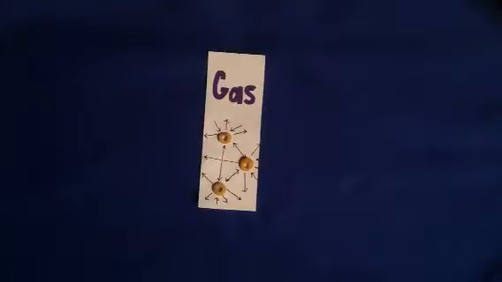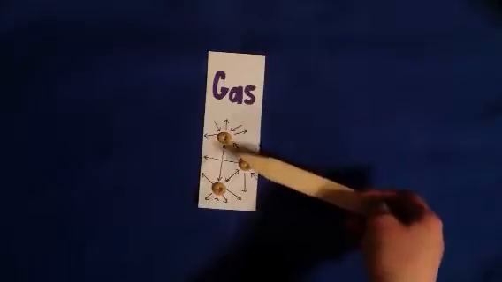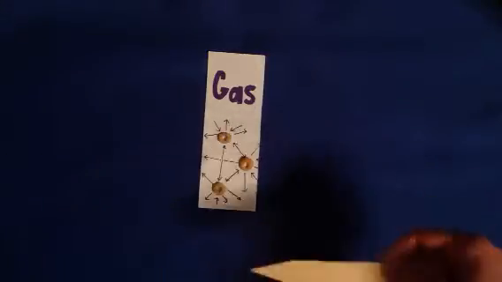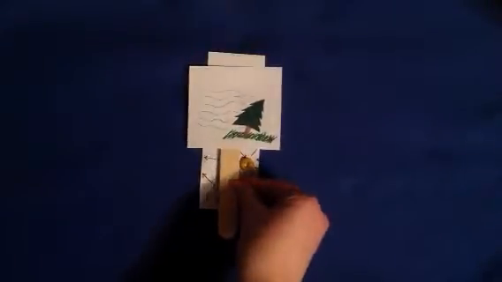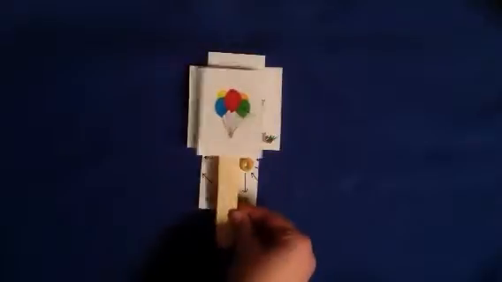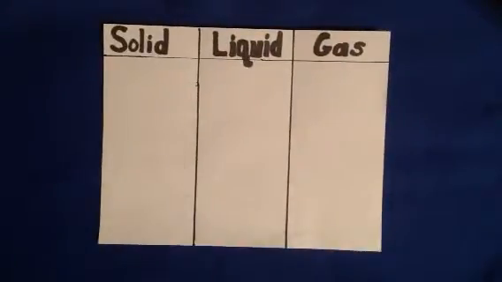Gases are all around us. Gases do not have their own shape. Some gases have a scent and others are invisible. The molecules in gases are spread really far apart and are constantly moving. Gases will spread out to fill a container. A few examples of gases are air, like wind, helium, and water vapor.